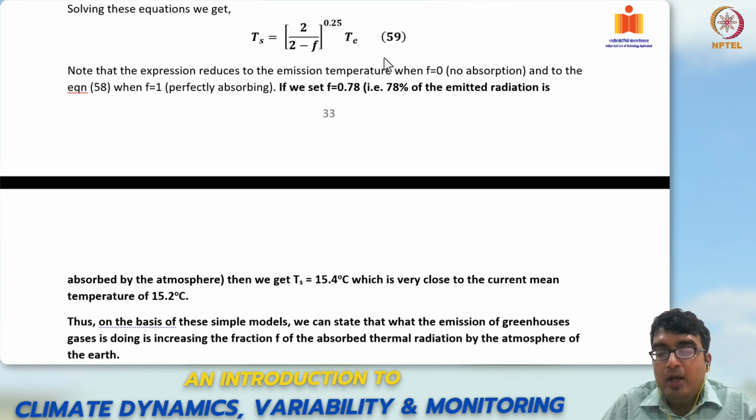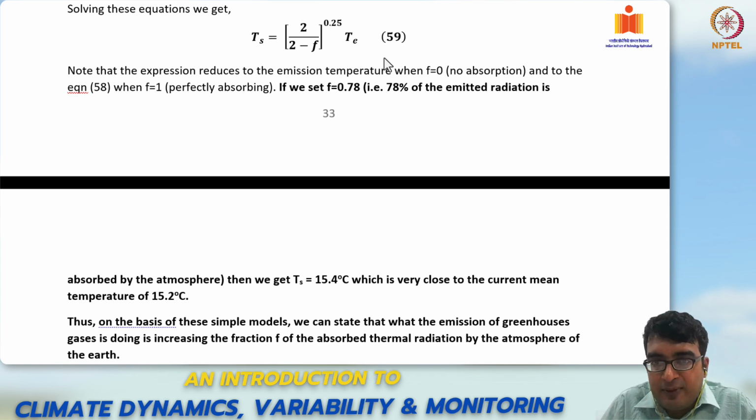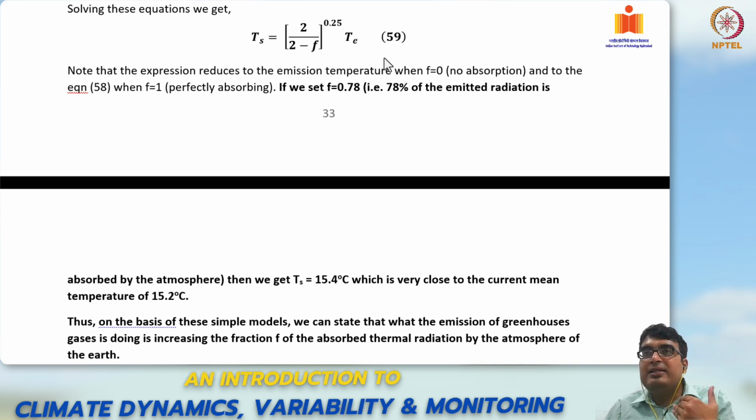which is very close to the current mean temperature of 15.2 degrees centigrade. So we can say that within this model of a simple isothermal atmosphere, the absorption coefficient of the atmosphere for the thermal radiation being emitted by the Earth's surface is 0.78, and the transmission coefficient therefore is about 0.22. So 78% of the Earth's thermal radiation is being absorbed by the atmosphere, and 22% is being transmitted and escaping to space. And that will give us a temperature which is very close to the current surface temperature.